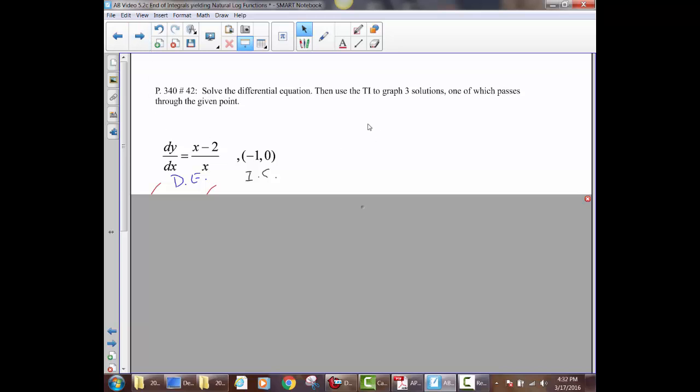Okay, solve the differential equation. Use the calculator to graph 3 solutions, one of which passes through the given point.